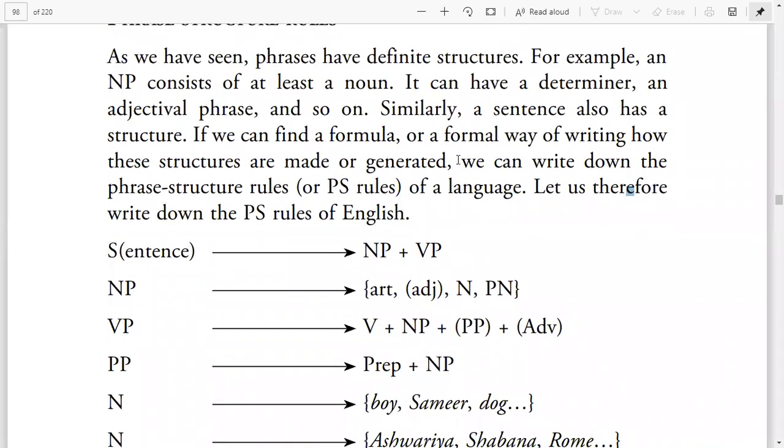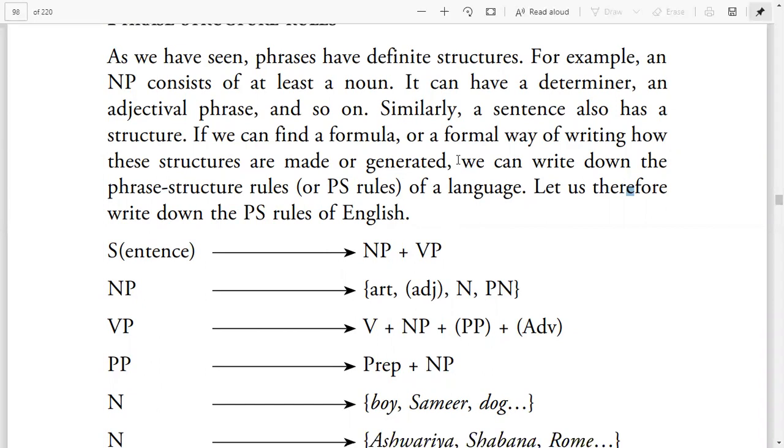As we have seen, phrases have definite structure. For example, an NP, that is noun phrase, consists of at least a noun. It can have a determiner, an adjectival phrase, and so on. Similarly, a sentence also has a structure. If we can find a formula or a formal way of writing how these structures are made or generated, we can write down the phrase structure rules or PS rules of a language. Let us therefore write down the phrase structure rules of English.